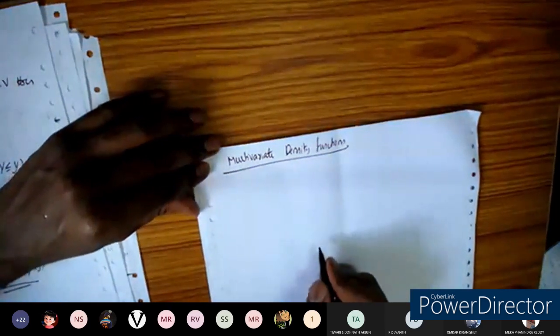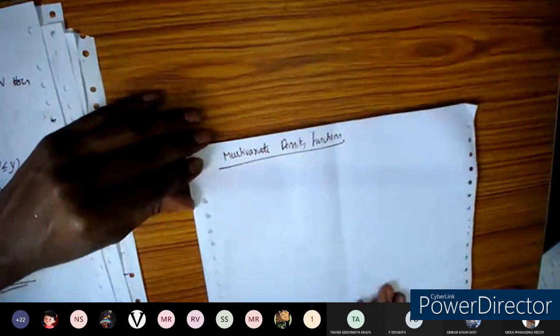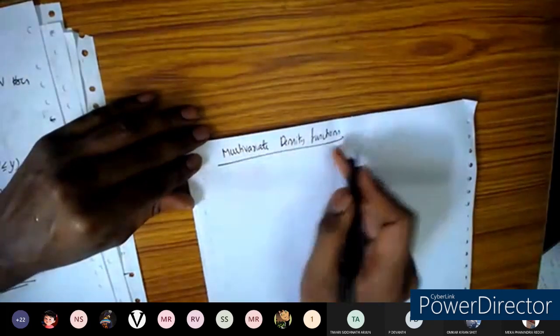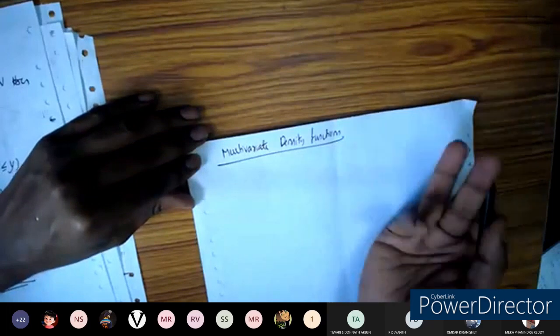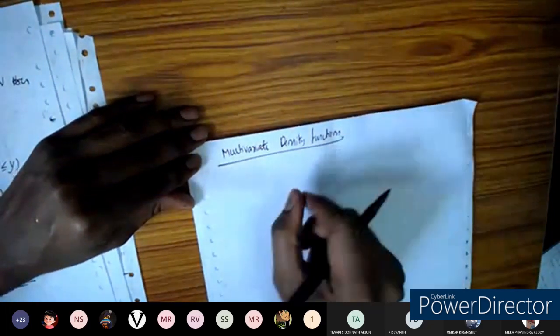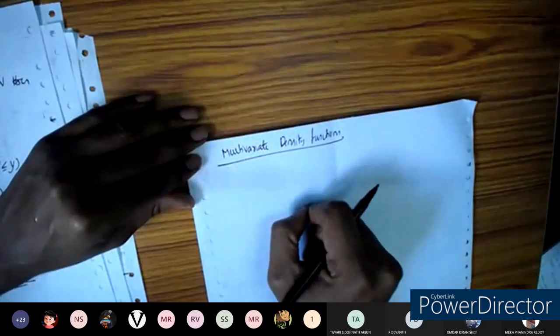Multivariate density functions. Multivariate simply means that if the number of random variables is more than 2, you are going to call them multivariate random variables. For that, we are going to define the CDF and the PDF.